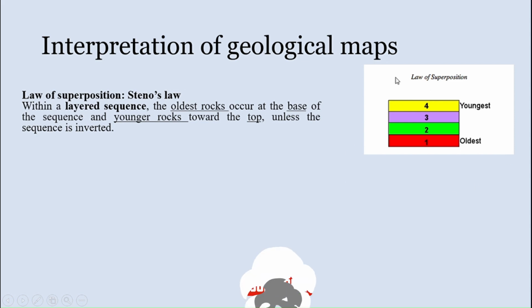So this is one of the keys to remember, so that you can use this key for interpretation of a geological map as well as cross sections, right?